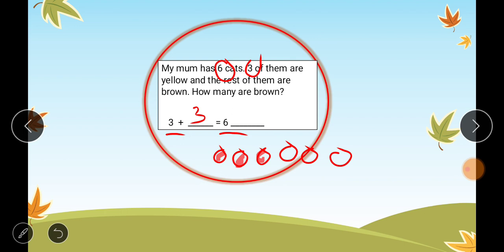Now, do you remember your double numbers? Good. 6 cats. Let's continue.